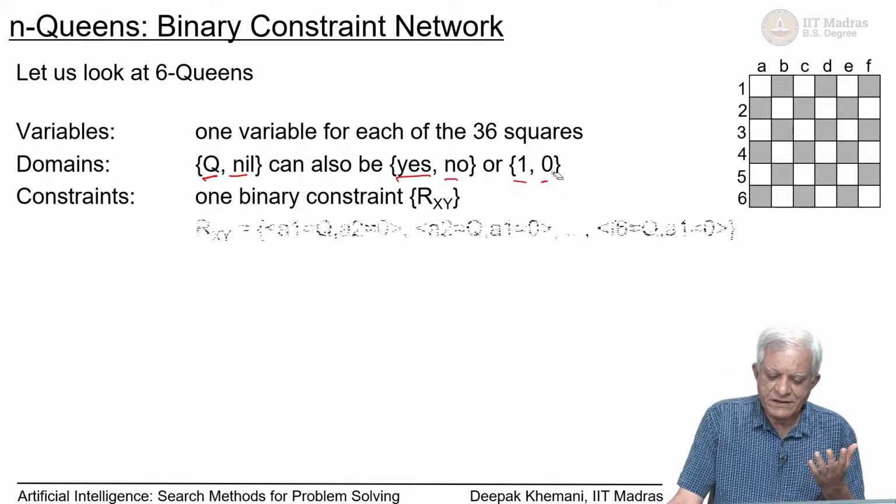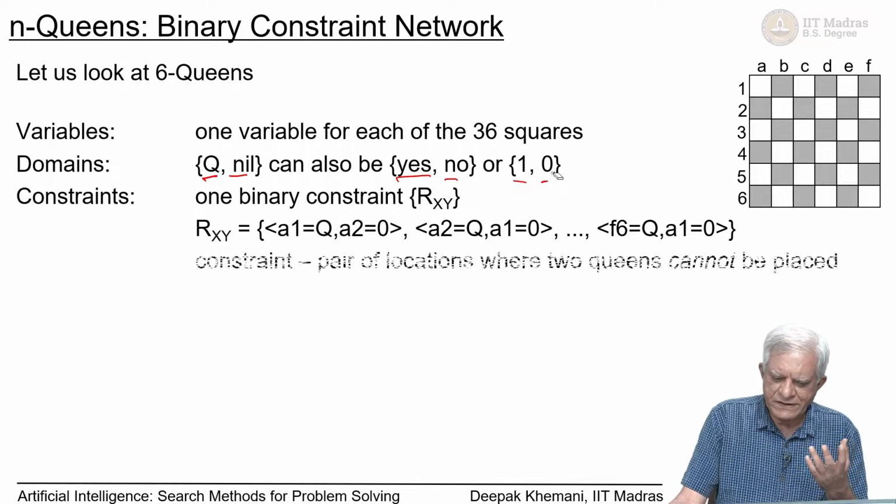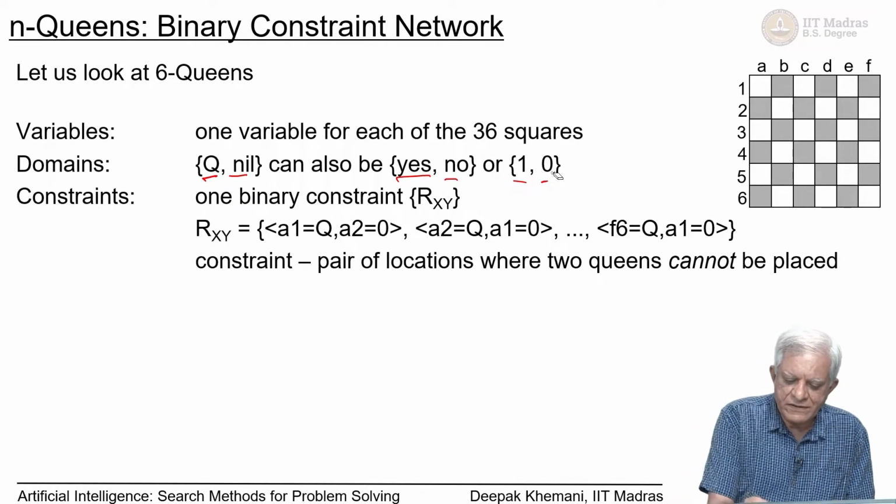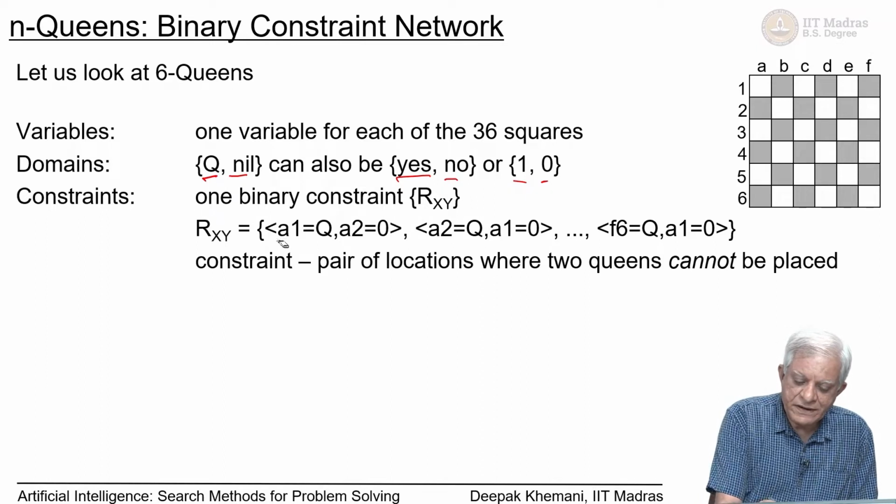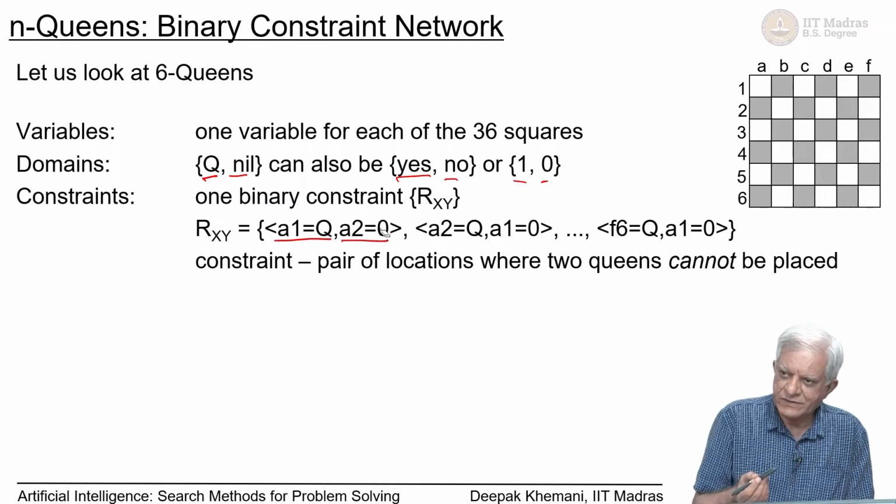What would be the constraint? We could have one binary constraint which says that between any 2 variables, what is allowed? In square A1 if you place a queen, then in square A2 you cannot place a queen.